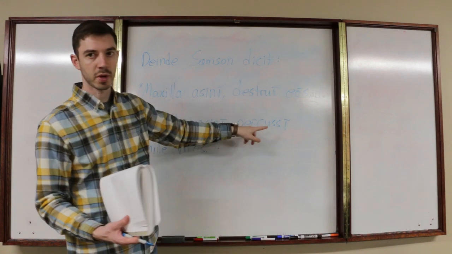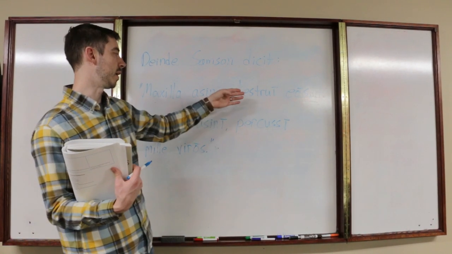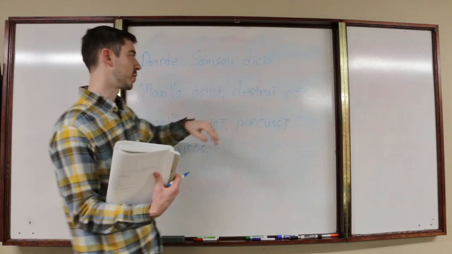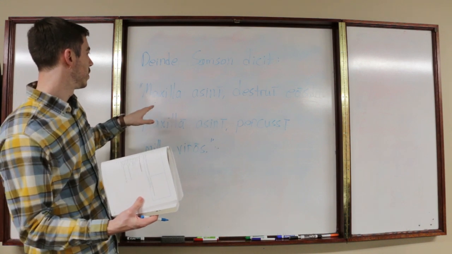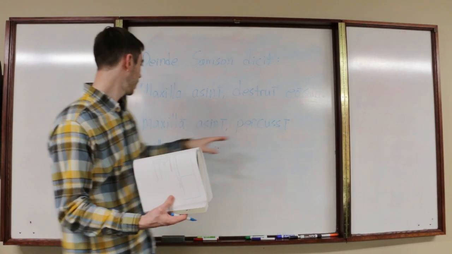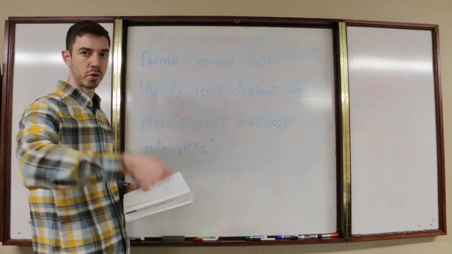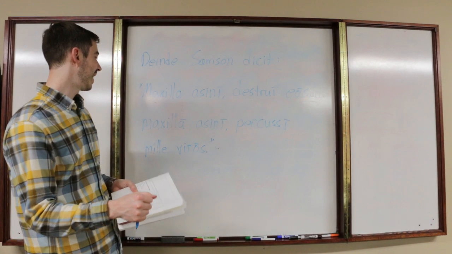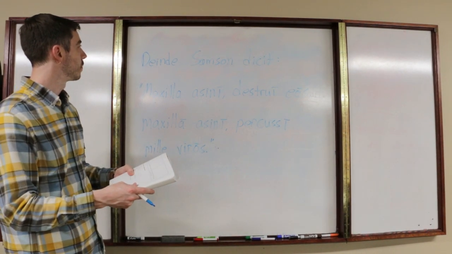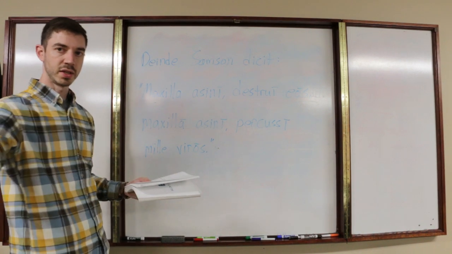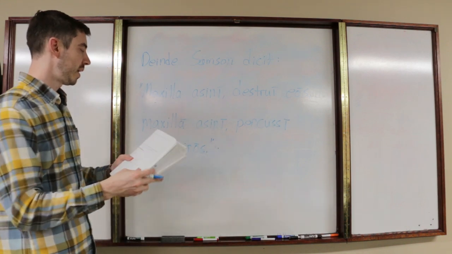So destrui and percussi are past tense verbs. We haven't learned how to make those yet, and so those are on your special word list. So he's saying, with the jawbone of a donkey, I destroyed them. With the jawbone of a donkey, I beat, I percussi, 1,000 men. So he's boasting. He's saying, I grabbed the jawbone and I just hammered on them like a drum, and I beat those 1,000 men.